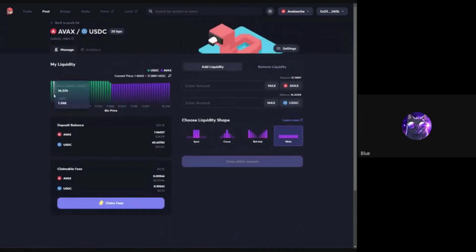So wide gives you a preset coverage of bins. Again, you can deploy any ratio of tokens here. I've pretty much gone for a 50-50 split. It gives you that preset coverage and the price range. So for AVAX USDC, it's up to 18.3 down to 16.5 from that middle price of 17.3. So it's got a good coverage there.